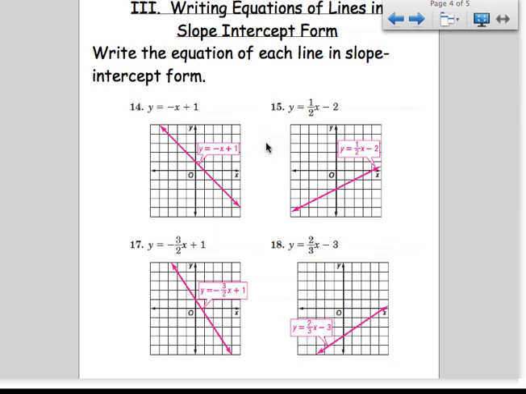Okay, the last step here is how do you write the equations of these lines? I'm going to stop here.